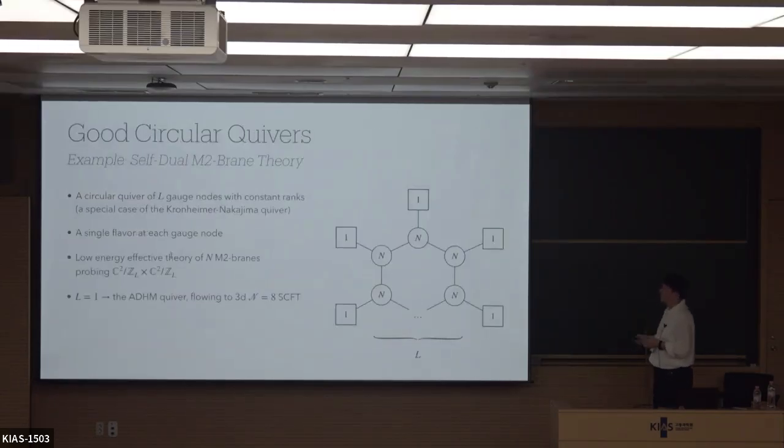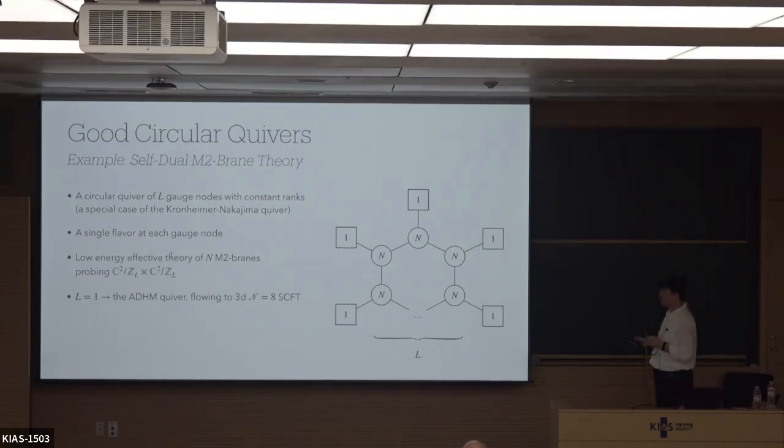So now I'd like to apply this to the good circular example. I'm going to consider the self-dual M2 brane theory, one of the self-dual M2 brane theories. The theory I'm considering is the circular quiver of L gauge nodes with a constant rank N. Okay, and I attach a single flavor at each gauge node like this.